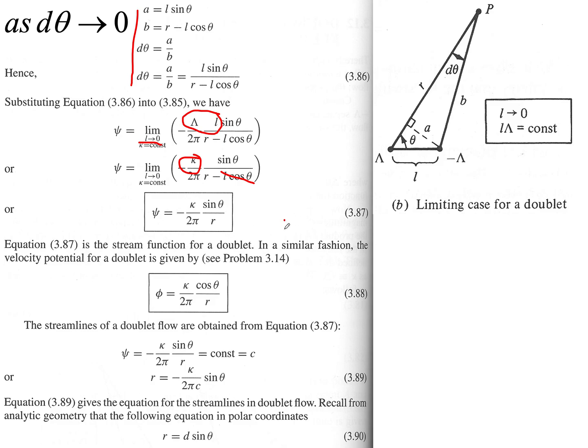That's the definition of the streamline for a doublet, and from that follows the definition of a velocity potential. From those you can derive the velocity, the Vr and V theta, or Vx and Vy.